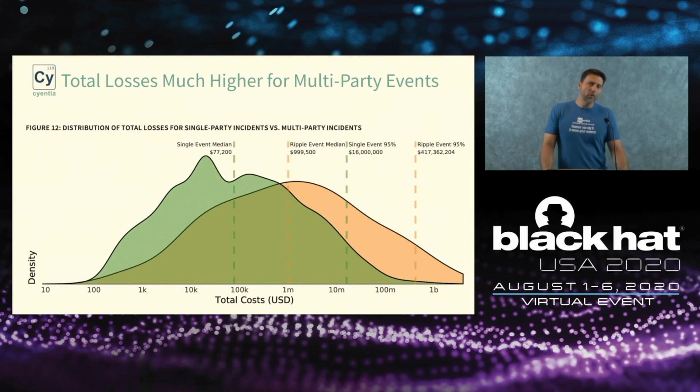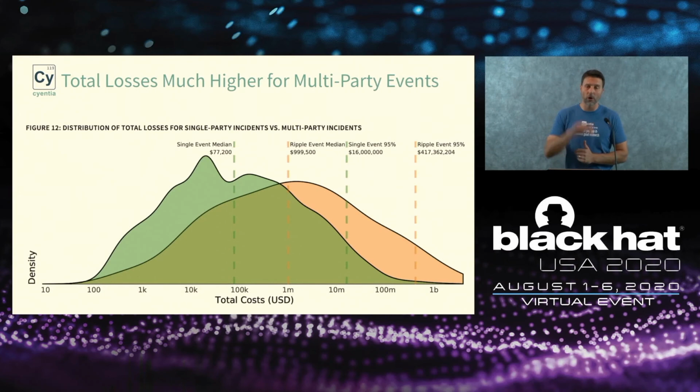And I got a couple more slides here, just summing up the losses associated with these events. Mainly, we've looked at frequency. But this compares the single event losses for these multi-party or Ripple event losses. So the median for just a single isolated security incident, according to this data set that we looked at, was $77,000, and the 95th percentile, a more extreme right tail event, was $16 million.